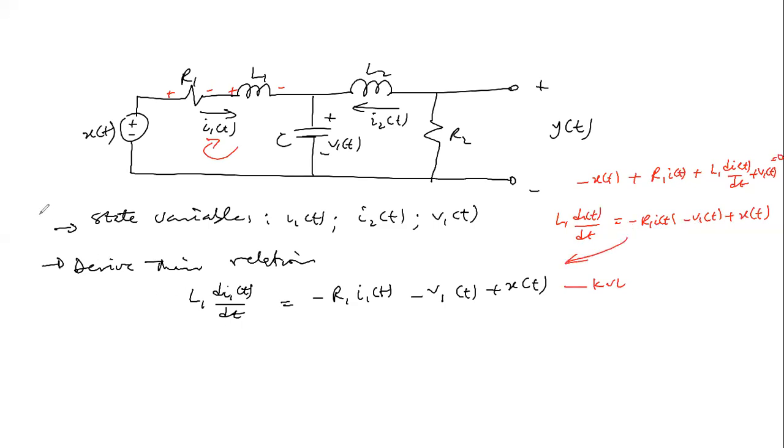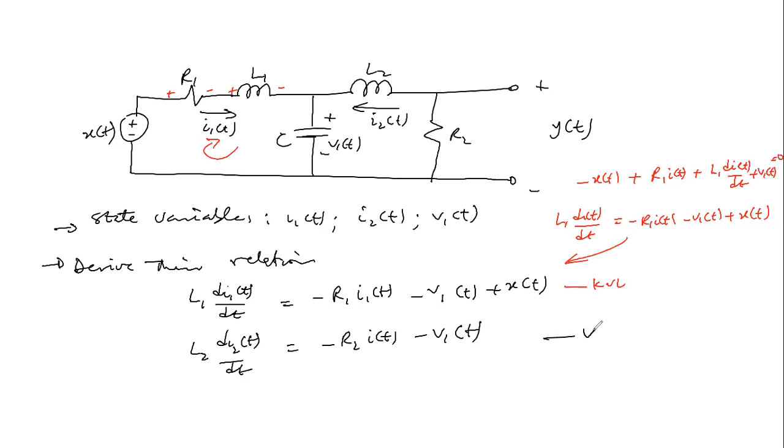When you do the same, you're going to get all the others. So let's just run through: L2 dI2 of t over dt will be minus R2 I2 of t minus V1 of t.